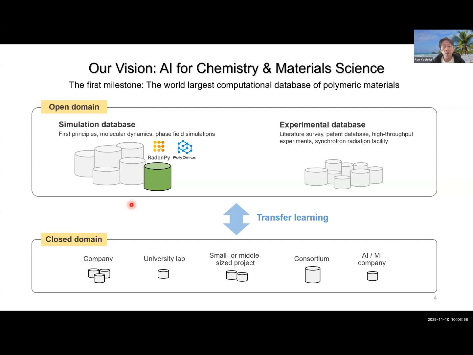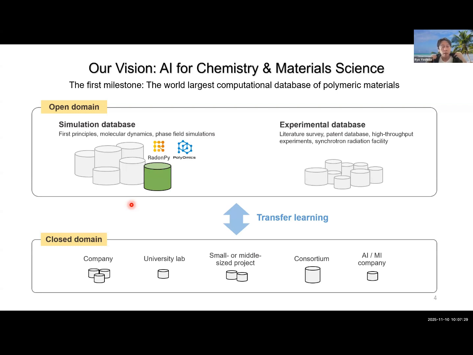Then, researchers in the closed domain try to overcome the limited data by performing integrative analysis of the limited laboratory data and also the massive amount of data in the open domain. So this is our vision, and we aim to realize it.